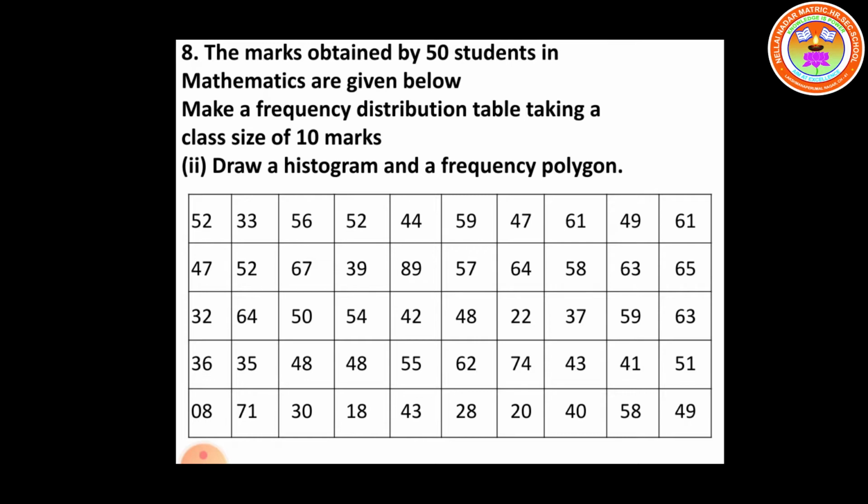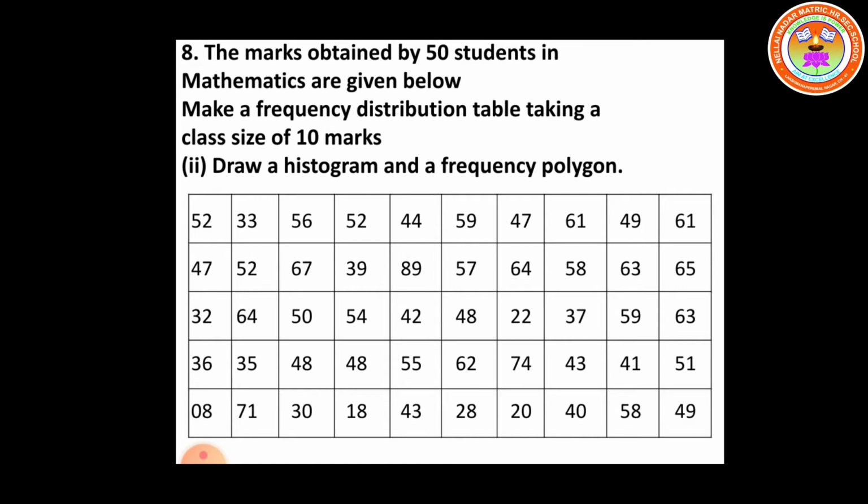Today, let us see question number 8 and the objective type questions from Exercise 6.2. The marks obtained by 50 students in mathematics are given below. First subdivision: make a frequency distribution table taking a class size of 10 marks. Second subdivision: draw a histogram and a frequency polygon.